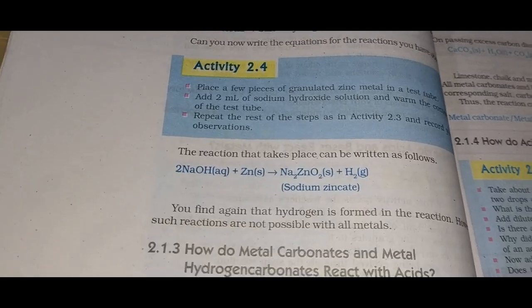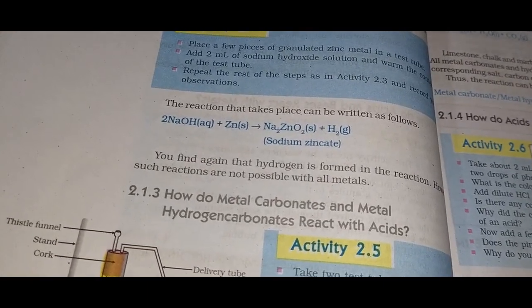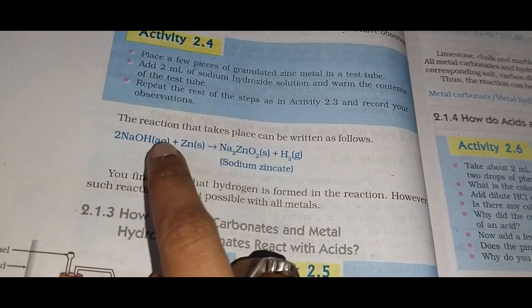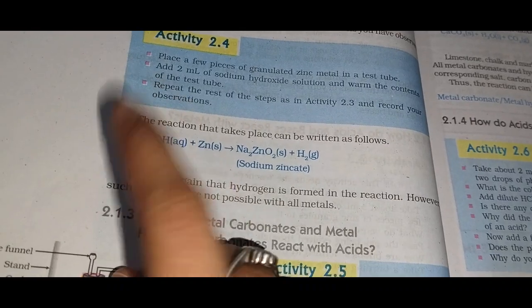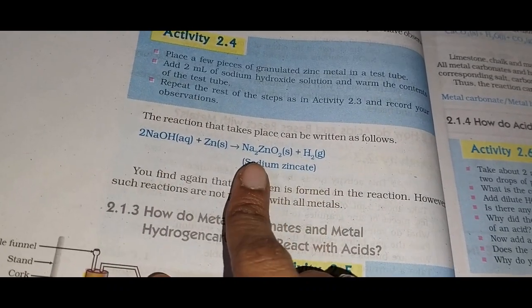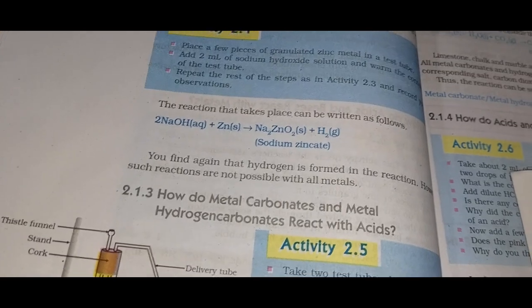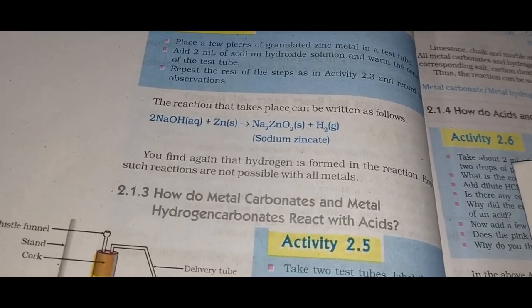We can test the reaction, but this hydrogen formation will not be possible with all the metals. So here the zinc will react with sodium hydroxide to form sodium zincate, which is a salt, and hydrogen gas is released. So like this we can say the action of metals with acids and bases.